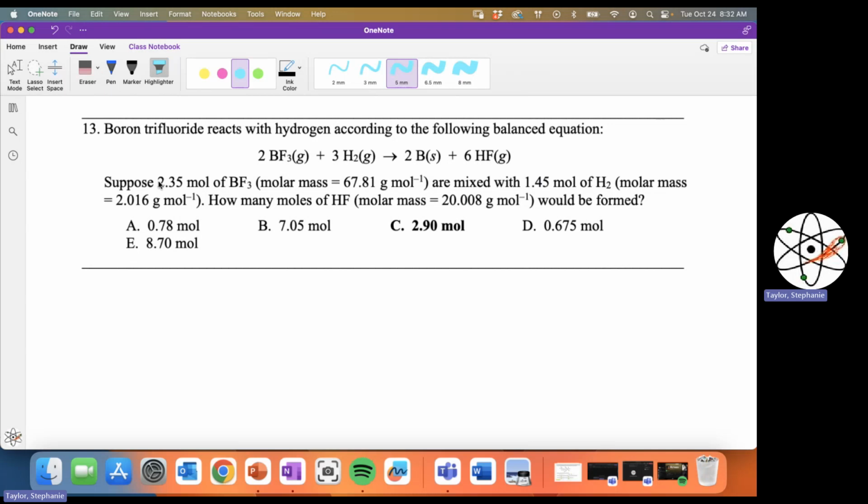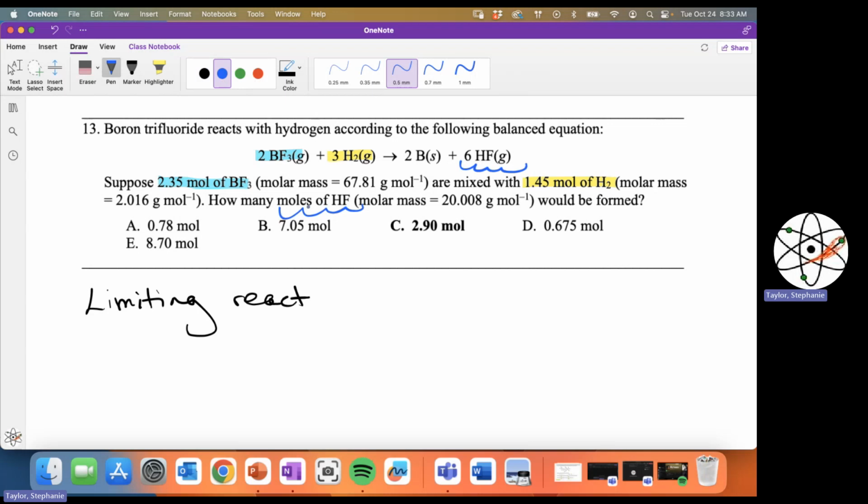So what we have here is two sets of numbers, this one for boron trifluoride, and then I have another number for hydrogen. Those are both reactants. And I would like moles of HF. So I would like a product. Because I have numbers for both of my reactants, this is a limiting reactant problem.